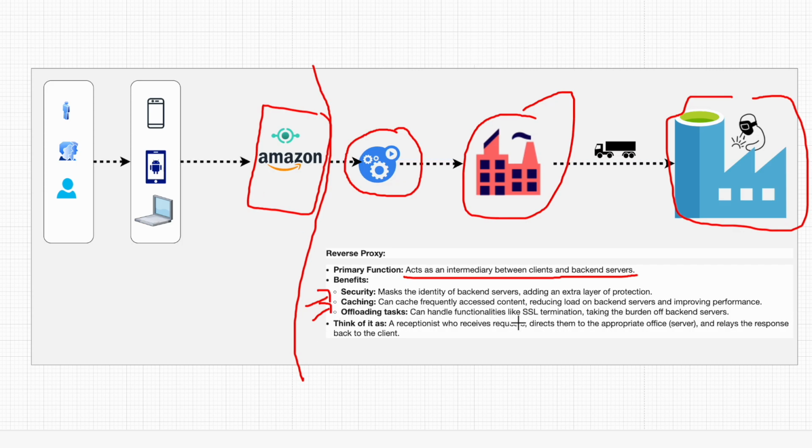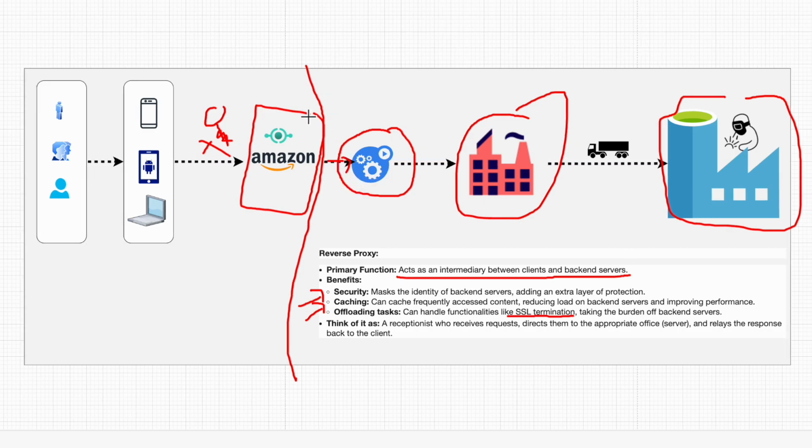Offloading tasks can handle functionalities like SSL termination. So what is SSL termination? It means the traffic from here to here is encrypted with the key. At the proxy, the encrypted data is decrypted, and beyond this the traffic can be decrypted traffic, because SSL offloading has been done here. So SSL data which was encrypted with the help of SSL, once the decryption has been done, beyond this the data is decrypted. That is what SSL termination is. So that is what a reverse proxy is.